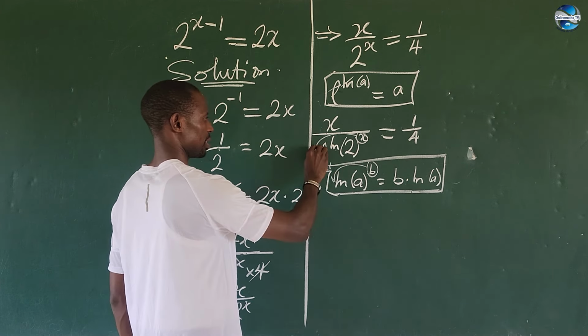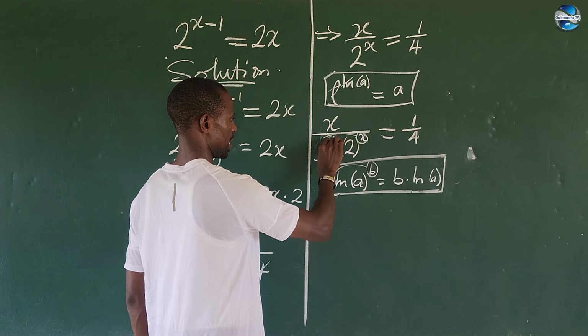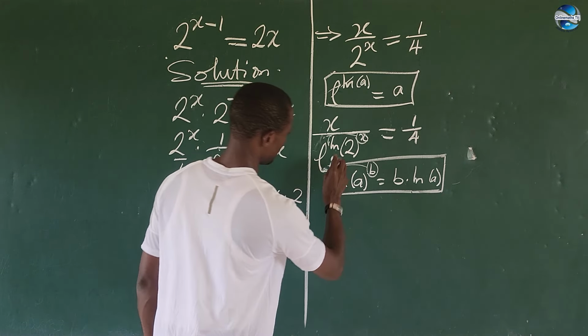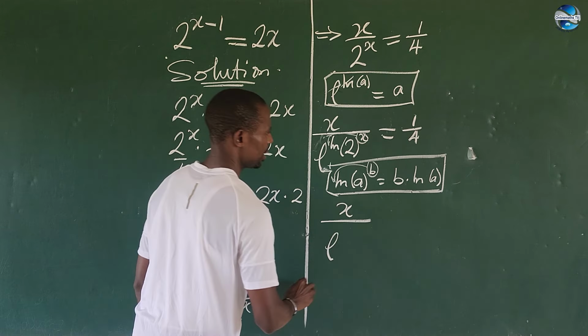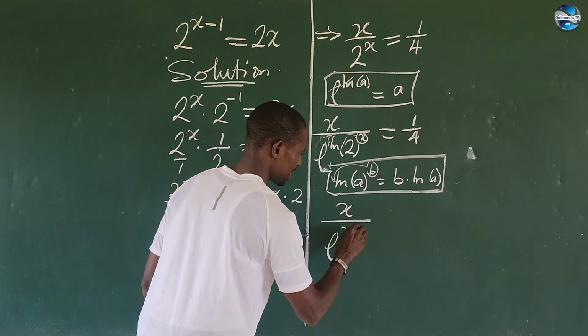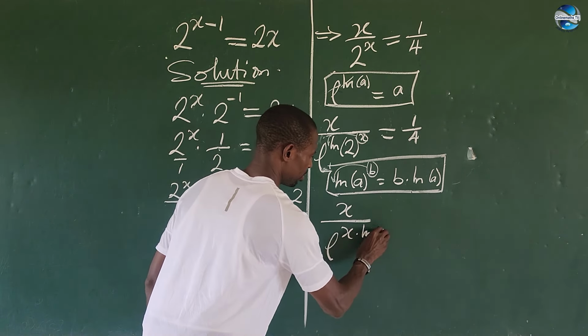Move this to this side, sorry, to this side here. Okay? So if we do that, this is going to give us x all over e to the power of x times the ln of 2.